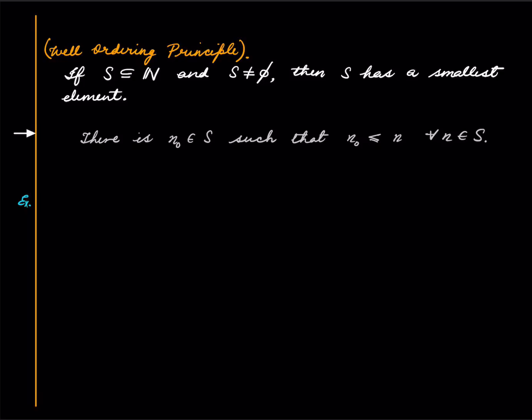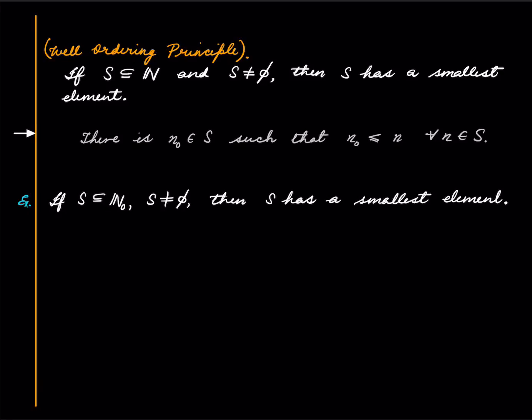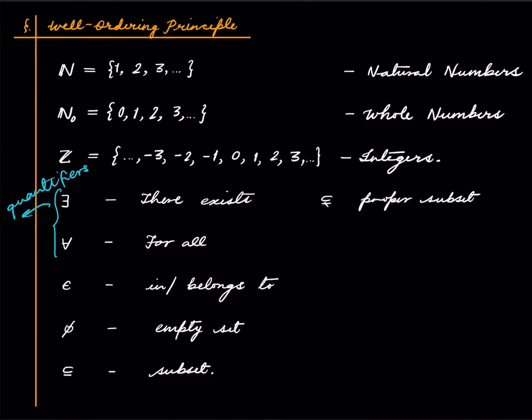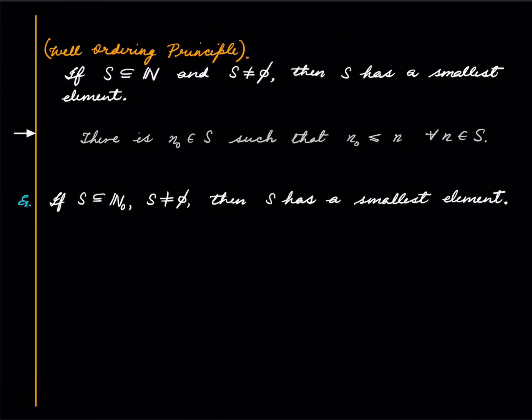So here is a very simple exercise. Show that if S is a subset of now this guy, this is not a set of natural numbers, this is a set of whole numbers. So I should have said this is called the set of whole numbers. So if S were a subset of whole numbers and it is not empty, then show that it has the smallest element. Of course, this is as intuitively obvious as the previous one and as easy to prove as anything can get, but still, I have posed this as an exercise.